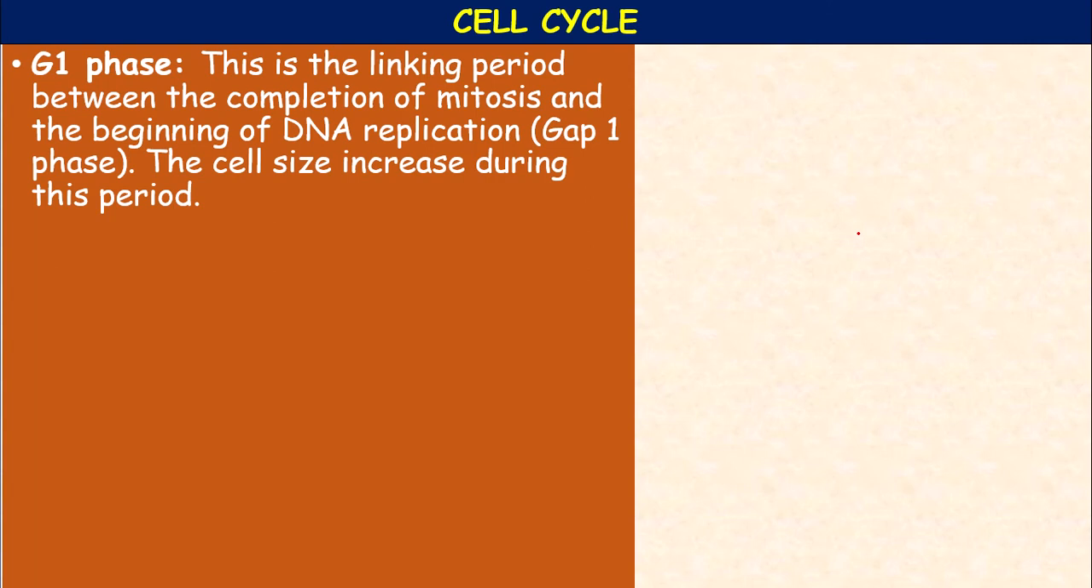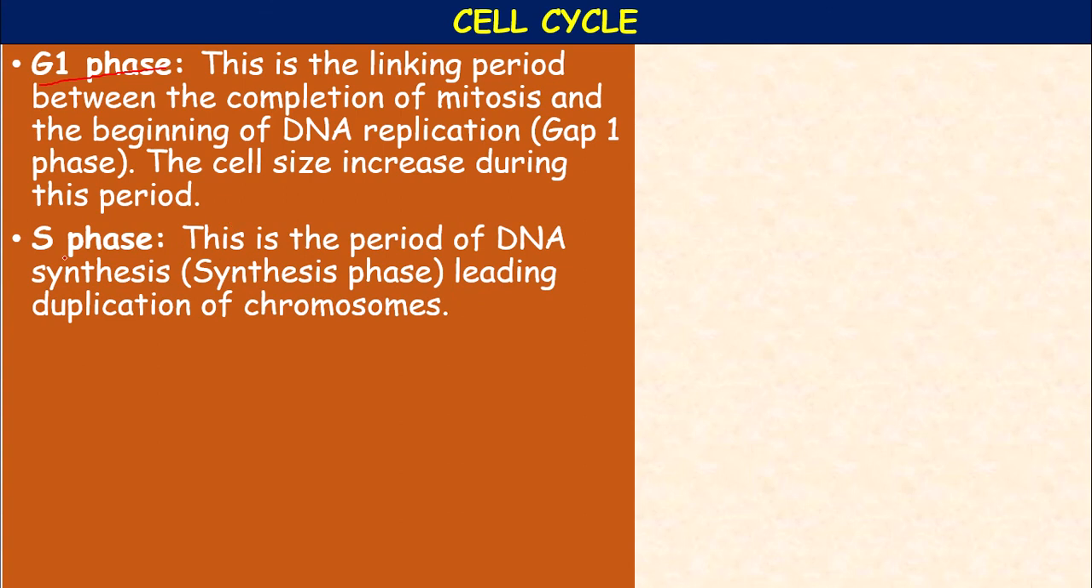Next, what is G1 phase? This is the period between the completion of mitosis and the beginning of DNA replication. So that's why this is also called gap 1 phase. G1 means gap 1 phase. The cell size increases during this period. Okay. S phase. S phase means this is the period of DNA synthesis, leading to duplication of chromosomes.